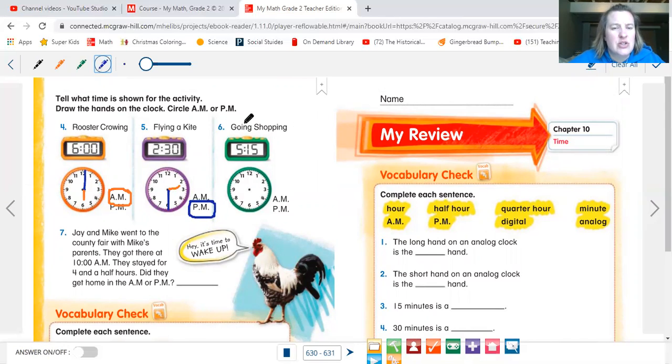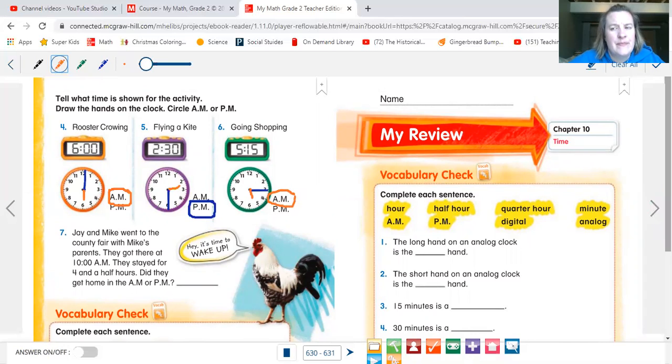All right, and number 6, going shopping, 5:15. So I put my minute hand, remember 5, 10, 15, that's going to point directly at the 3. And then let's make the hour hand a little bit past the 5, but not too much. Okay, 5:15, we're going to make that AM.